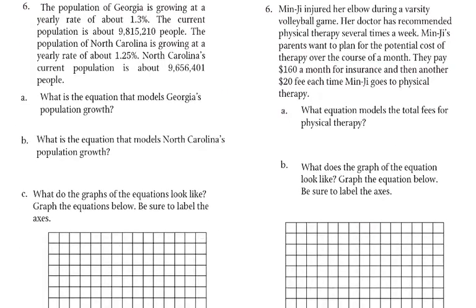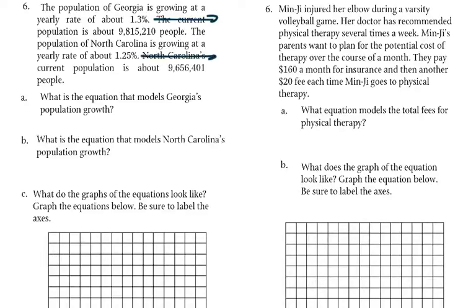Okay, let's look at the left side first. The population of Georgia is growing at a yearly rate of 1.3%. The current population is about 9,815,210 people. The population of North Carolina is growing at a yearly rate of 1.25%. North Carolina's current population is about 9,656,401 people. What is the equation that models Georgia's population growth?